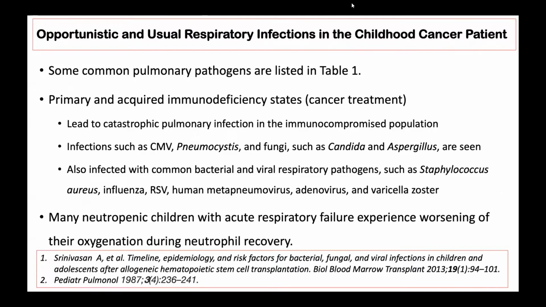Opportunistic and usual common pulmonary respiratory infections in childhood cancer patients. These are already mentioned above, but these can have catastrophic pulmonary infections. And we know that we should be aware of CMV, Pneumocystis, fungi, Candida, Aspergillus are commonly seen at different stages. But remember also common bacterial and viral pathogens. Never forget these: Staph aureus, influenza, RSV. Many neutropenic children with acute respiratory failure experience worsening of their oxygenation during neutrophil recovery. We know that because during neutrophil recovery, you get what we call kind of an immune reconstitution syndrome, and it can worsen inflammatory response in the lungs.